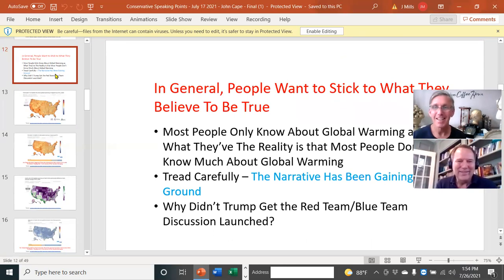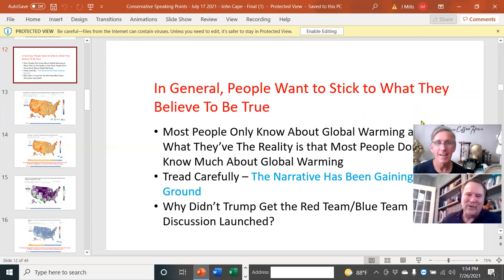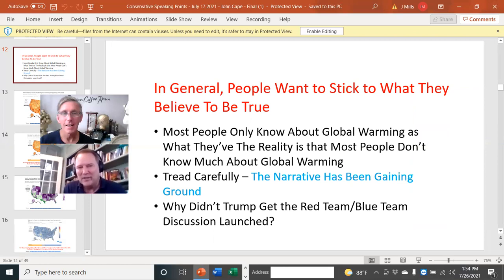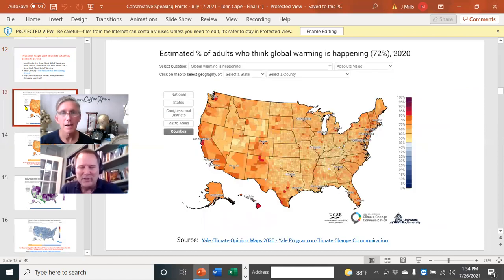Okay, the slide here is basically why the narrative is shared with us, because people generally, once they believe in something, want to continue to believe it's true. And most people don't have much background in any of the science related to global warming. So I'm going to show you some slides that outline why I believe the narrative has continued to grow. This is produced by the Yale Climate Opinion Group, Yale University. They show various maps of different opinion surveys they've done pretty much since, I think, 2008.